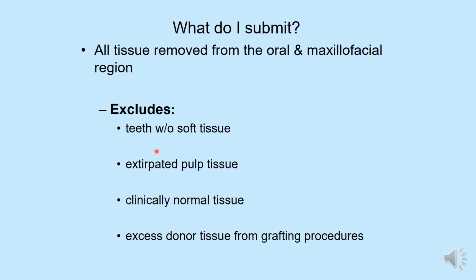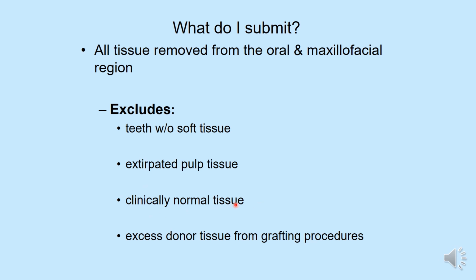Second, extirpated pulp tissue. Extirpated pulp tissue is tissue that is removed when RCTs are done. Although it is human tissue that is being removed, we do not submit it for biopsies, because evidence until now does not show any metastatic diseases that come to the pulp, or any major, life-threatening diseases that can occur inside pulp tissue.